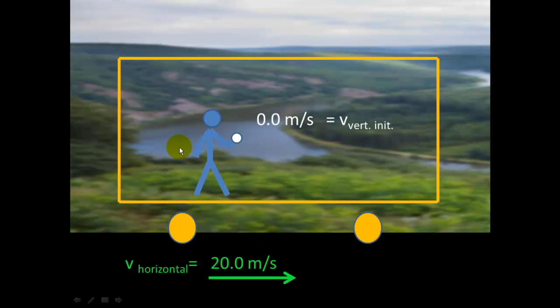So think about what this is going to look like, from the perspective of the person inside the train and from the perspective of the person outside the train. We'll set this in motion, and notice I've shown a vector for the velocity of the train, the person, and the ball, since they're all fixed relative to each other. They're all going 20 meters per second to our right. The initial vertical velocity of the ball is 0. It's not being dropped, it's not being launched, it's being held right there.